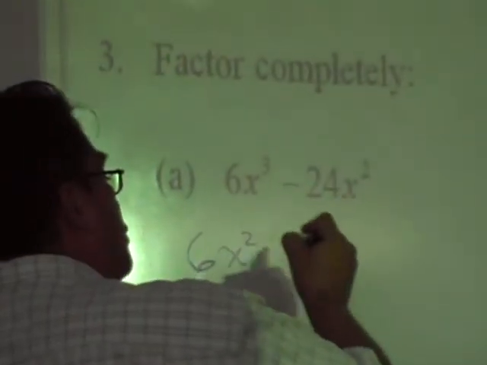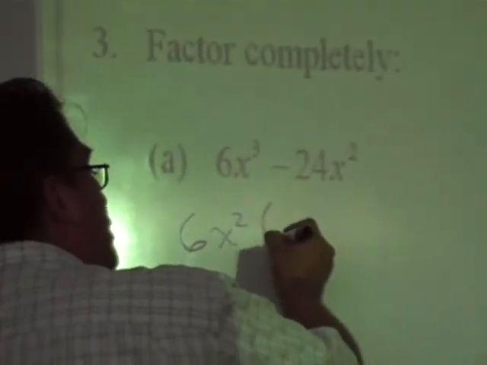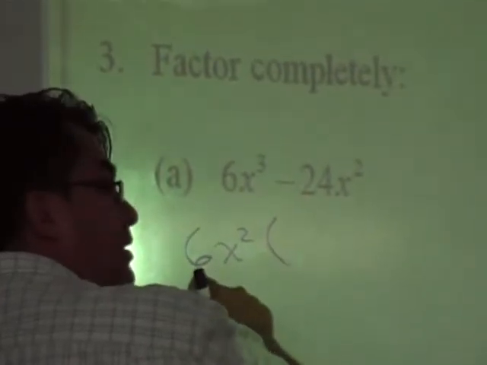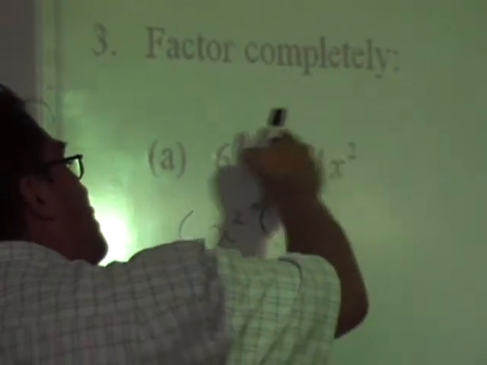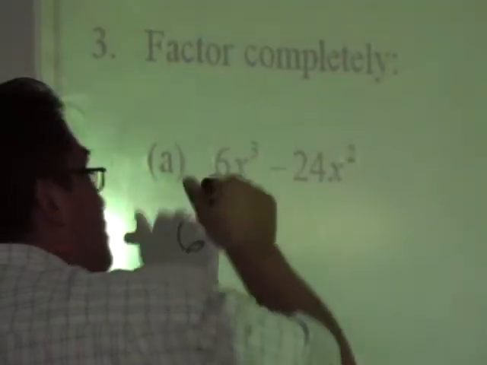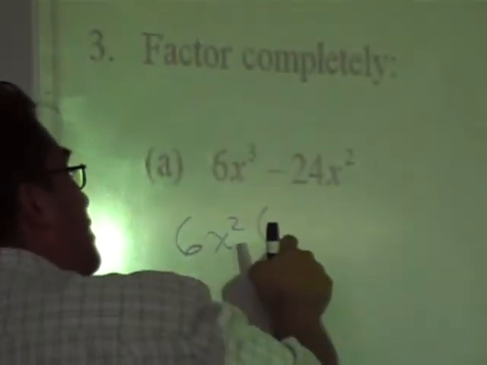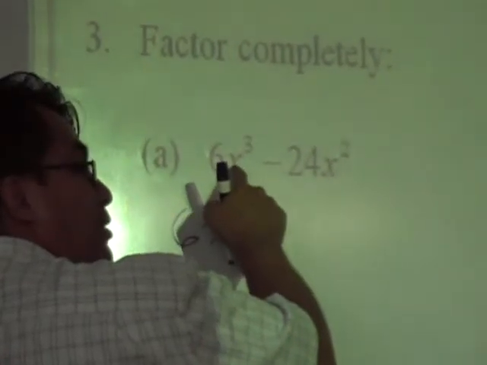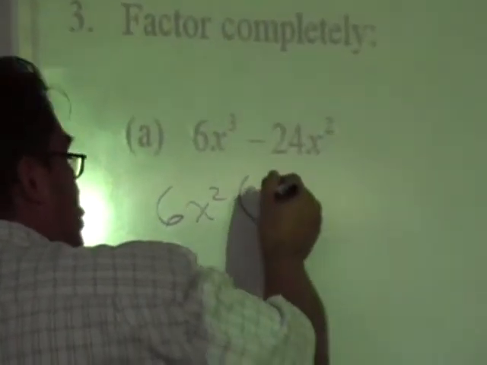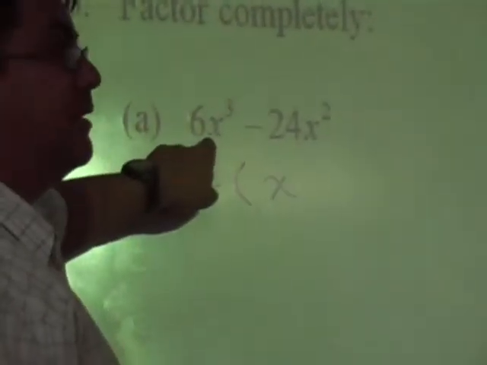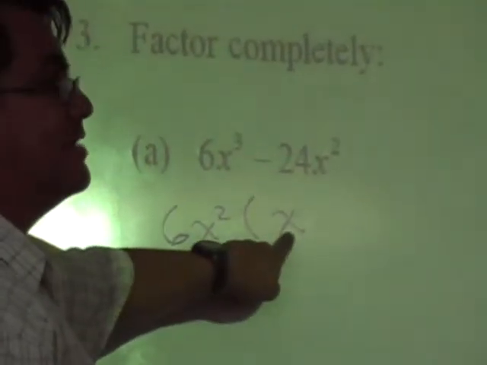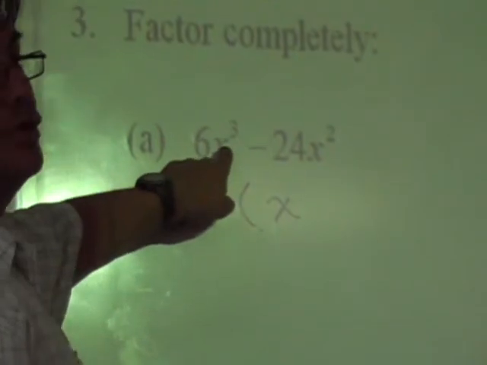All right, so now your job is to figure out what you need to multiply times 6x squared, which is your GCF, in order to get the expression that you started with. So 6x squared times something will give me 6x to the third. X. We're just missing one x here. Like that. 6 times 1 is 6. X squared times x, x to the third.